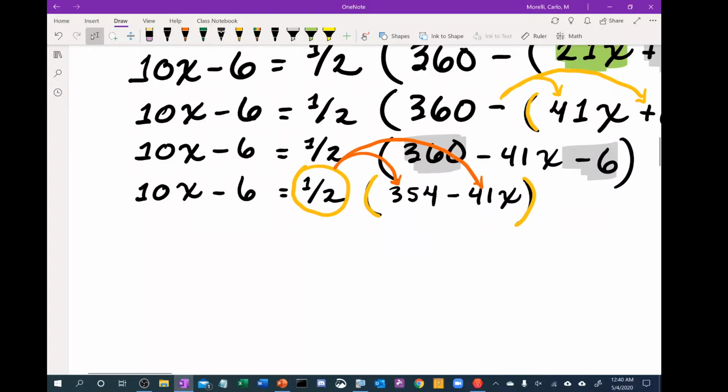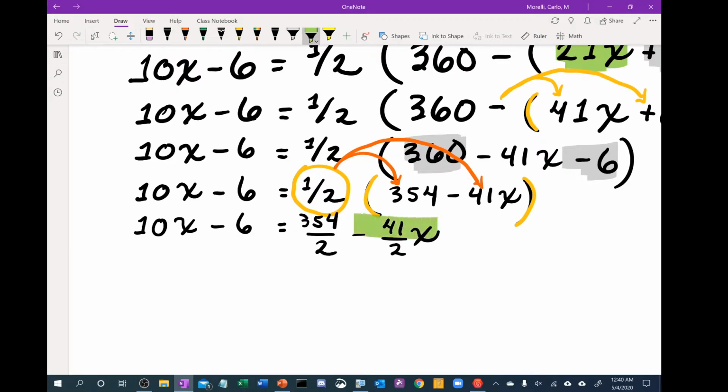Okay. So we're going to start by rewriting 10x minus 6 equals, and then when we multiply 1/2 times 354, that's equivalent to doing 354 over 2. Okay. That's 1/2 times 354. And then we have minus 41 over 2x. And now we've distributed that 1/2. And so now all that remains is for us to combine like terms again.